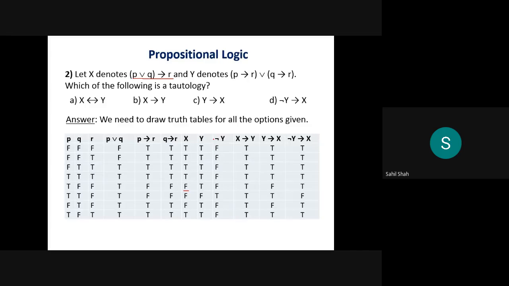Then we are constructing the truth table for negation Y as well, according to the requirements of the options. Then we are computing X conditional Y, Y conditional X, negation of Y conditional X, and so on. Finally, for checking tautology, we could observe that all the entries in the column of X conditional Y are true. Hence, X conditional Y, the statement B, is a tautology. Clear? I hope this clears.